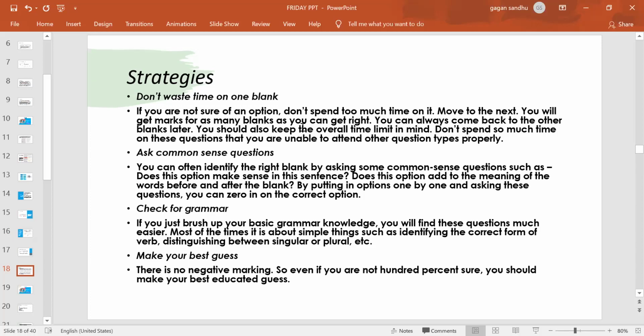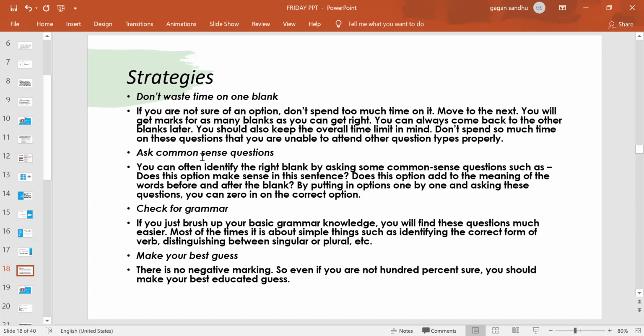And now maybe the first blank has become easier to find, okay, according to the meaning of the passage, this word goes well, right? So never ever waste time on one blank. If you're not finding the second blank, move to the third, try to find it, then the fourth and fifth, and then come back if you feel you now have a good understanding of it. And just in case nothing is working, make your best guess, because there is no negative marking.